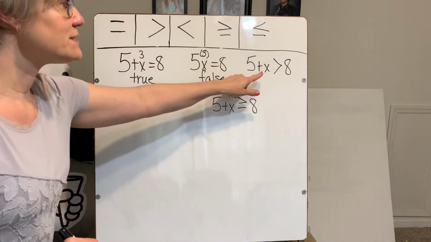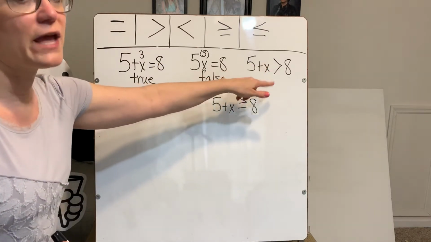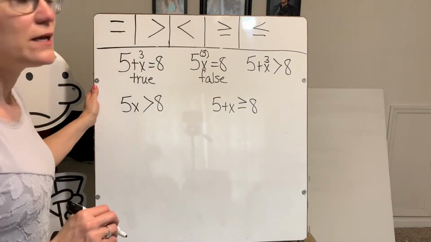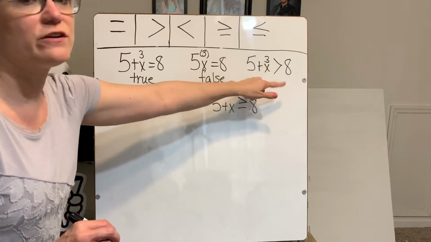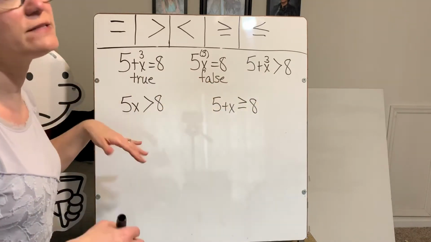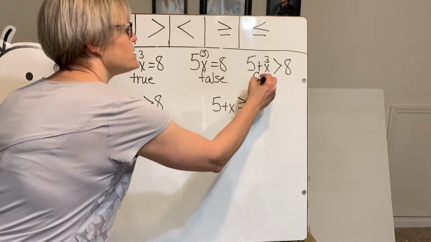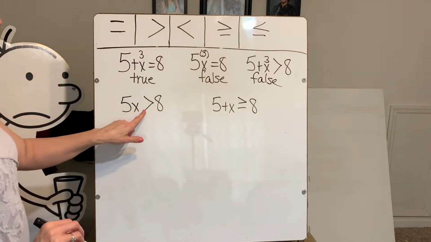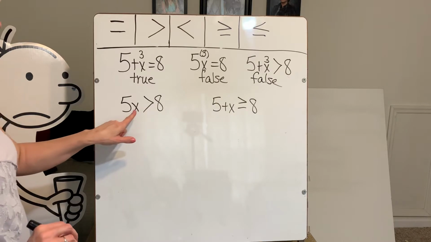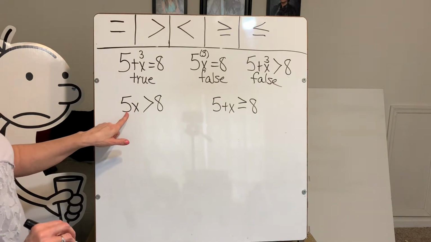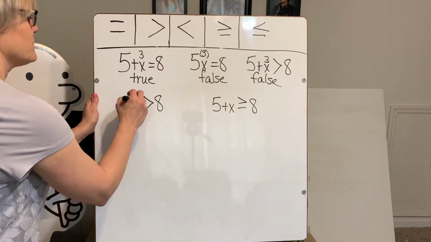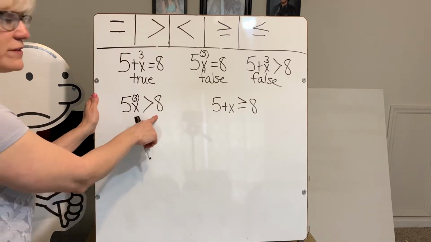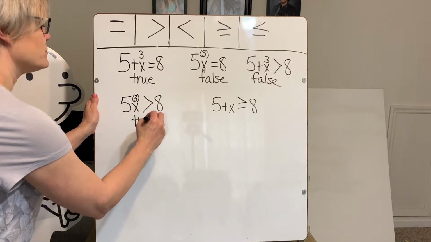5 plus x is greater than 8. Well, if I put 3 in the place of x, then I have 8. 8 is greater than 8. Well, 8 is not greater than 8. It's equal to 8. So this is false. 5x is greater than 8. So we've got 5 times 3 is greater than 8. Well, 15 is greater than 8, so this would be considered true.